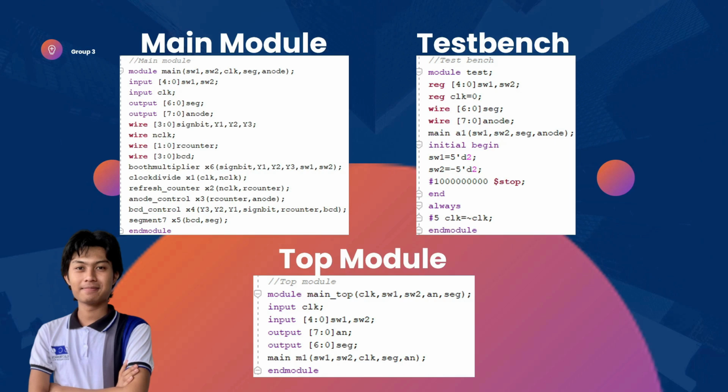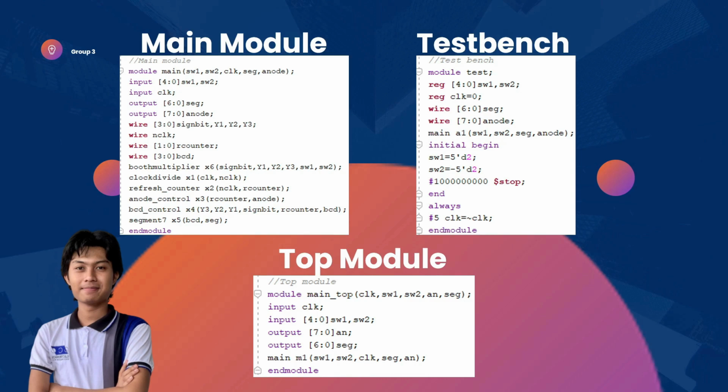The main module is the architecture of the design, and here we instantiated the important blocks including the booth multiplier, the clock divider, the refresh counter, anode control, BCD control, and 7 segment controller. The booth multiplier is the most important block because the main purpose of our design is to multiply two signed numbers. Next, the clock divider will reduce the clock frequency of the board from 100 MHz to 10 Hz to make the output observable on the board.